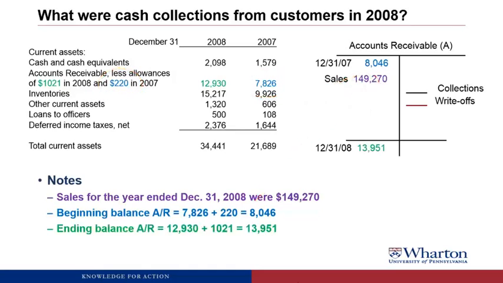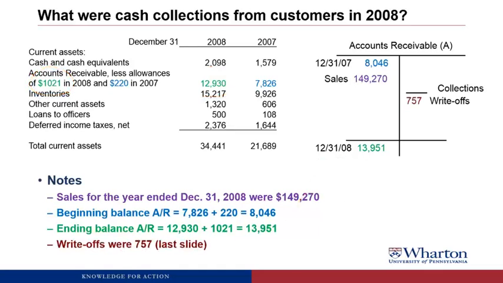Need to do the same thing for the ending balance. The 12,930 that you see on the balance sheet is the net amount. We need to add the allowance of 1021 to get 13,951, which will be our ending balance in gross accounts receivable.